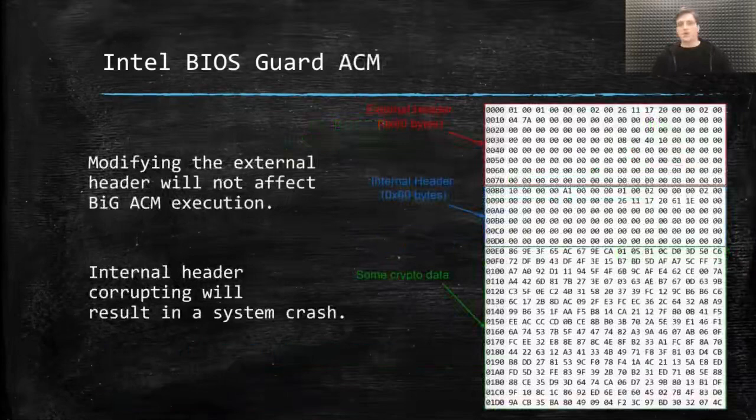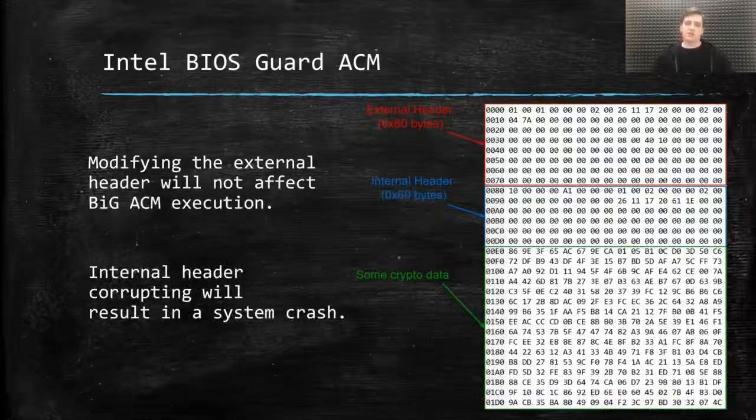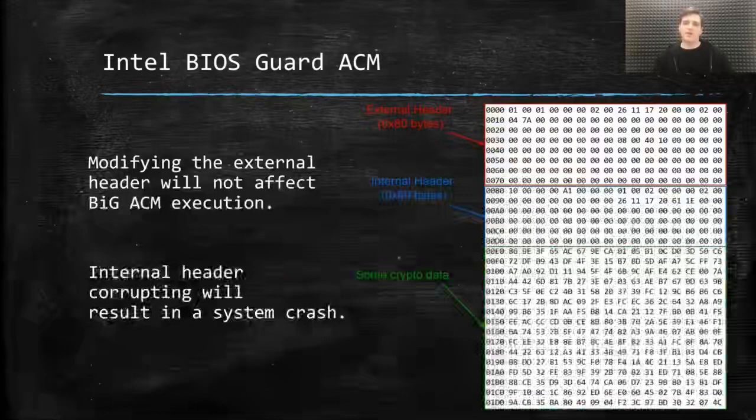Like was already said, the core of the technology is the encrypted BIOSGuard ACM. You can see its structure: an external header followed by an internal header, and so on. The common header for all Intel ACMs is very similar to other Intel signed binaries. Interesting note: corrupting the external header will not affect ACM execution, but if we corrupt the internal header or crypto data, the system will freeze after ACM triggering due to verification failure, we suppose.